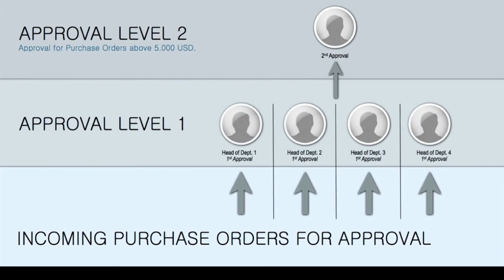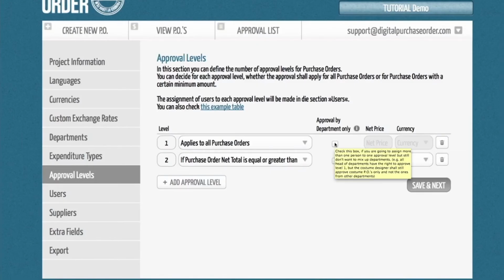In the event that you have created many departments, there might be the need for a separate approval process for each department at the same level. If this is the case, you have to check mark the box Approval by Department Only.